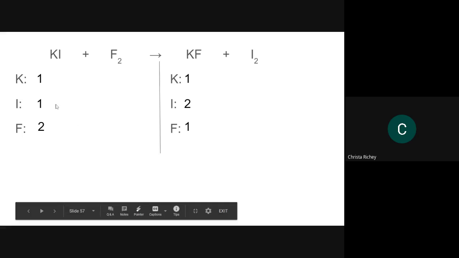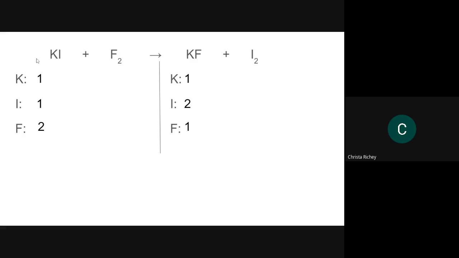You could have done times 2, put the 2 here, distributed it to the potassium, multiplied it by over here by 2, which would have changed the fluorine. I did it reverse for some reason. Starting with the fluorine, I put the 2 in front of the potassium fluoride, and then I distributed it. Same exact thing would have happened if I would have done it the other way. Then I said, okay, now I'm going to fix my potassium. And in the process of fixing the potassium, I fixed the iodine.